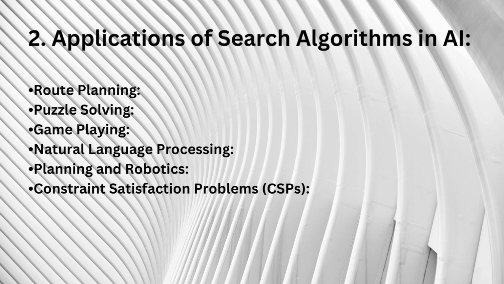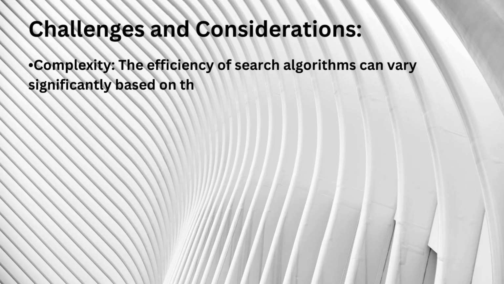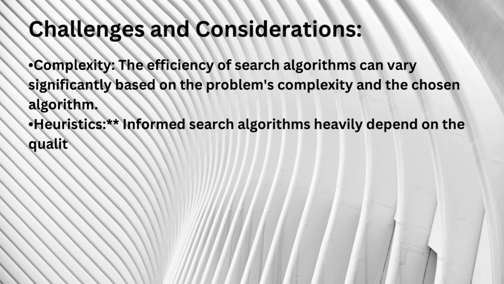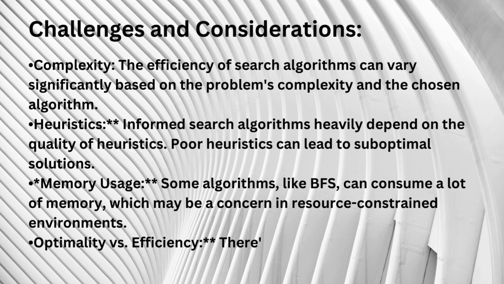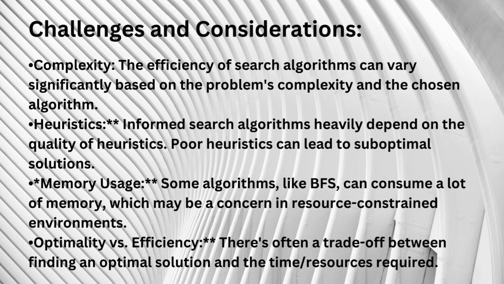Constraint satisfaction problems, CSPs. Search algorithms help find solutions to problems where variables must satisfy certain constraints. Next is challenges and considerations. Complexity. The efficiency of search algorithms can vary significantly based on the problem's complexity and chosen algorithm. Some problems may have an enormous search space. Heuristic. Informed search algorithms heavily depend on the quality of heuristics. Poor heuristics can lead to suboptimal solutions.